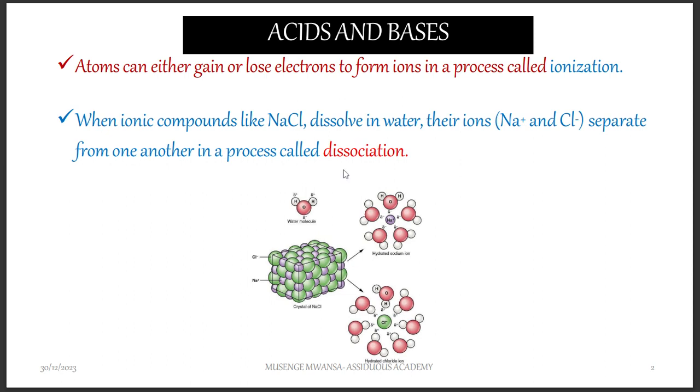But dissociation is a compound becoming ionic after it reacts or dissolves in water. So for both ionization and dissociation, the compounds are becoming ions. But ionization is where there is loss or gain of electrons. Dissociation is dissolving in water and then a compound ends up having ions. So that's the difference between the two. Please take note, because those are exam questions.